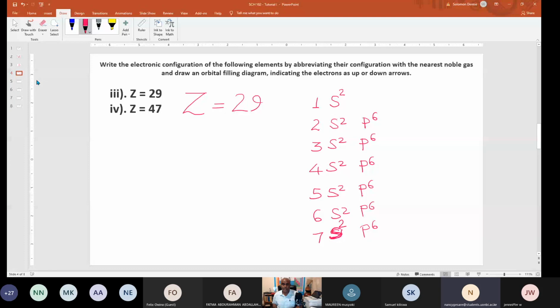Then in the third shell, in addition to the S and the P subshells, we have the D, and the D carries 10. So that's why 2 plus 6, 8, 8 plus 10, 18, the maximum number of electrons in the third shell. So all the other shells will also have D.